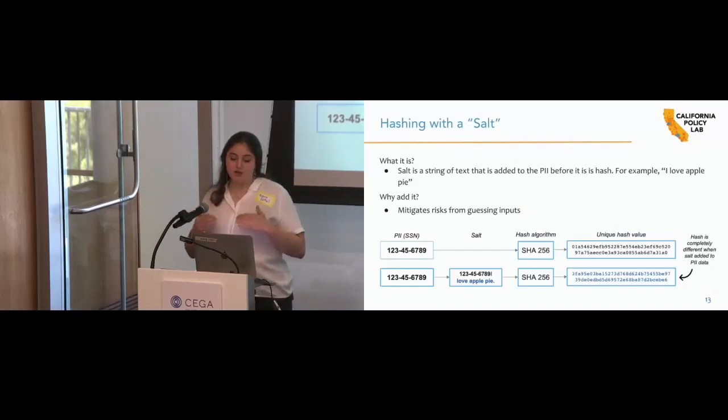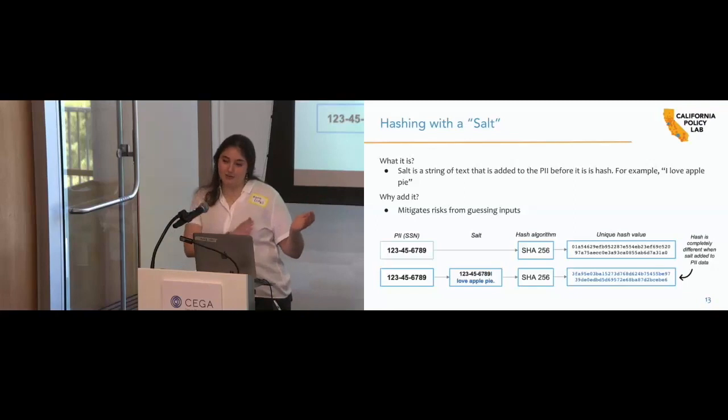In order to mitigate the risks of guessing inputs, we add a second layer of security into our hashing, which is called a salt. A salt is a string of text that is added to the PII before it is hashed. In the example that we're seeing right here, the salt is "I love apple pie." And as I mentioned earlier, even changing the smallest input will produce a completely different output. So if we attach this string "I love apple pie" to our SSN, it's going to produce a completely different hash value.